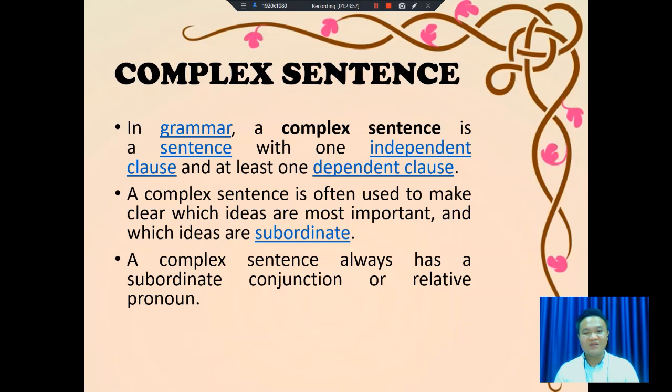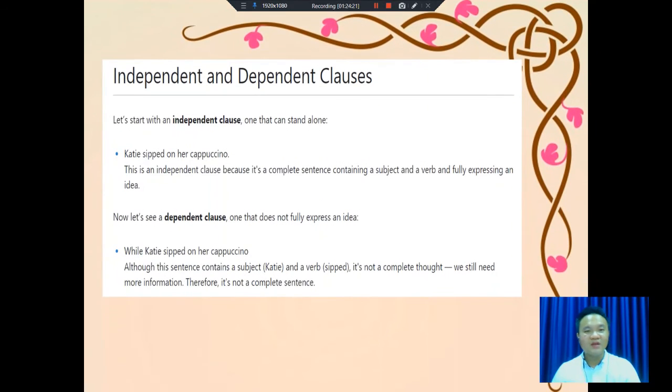Now, a complex sentence is often used to make clear which idea is most important and which idea is subordinate. So one is the main idea, one is just a supporting idea. A complex sentence always has a subordinating conjunction or relative pronoun. So what is a subordinating conjunction and what is a relative pronoun? We will explore later. Let's look at independent and dependent clauses first.